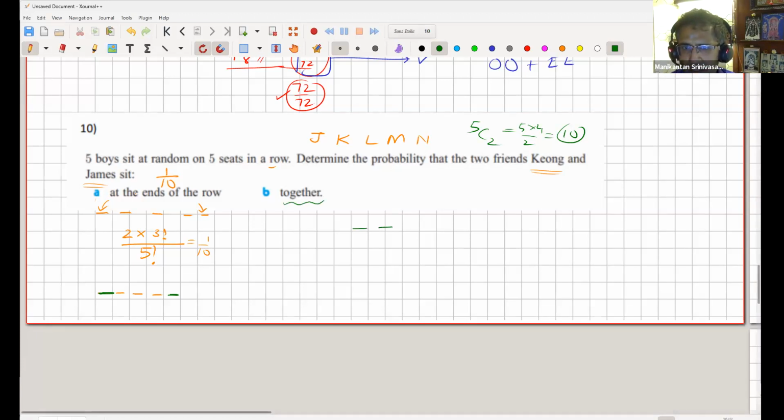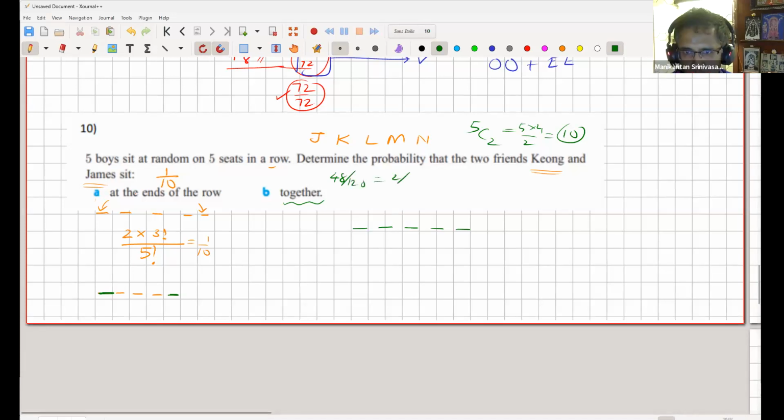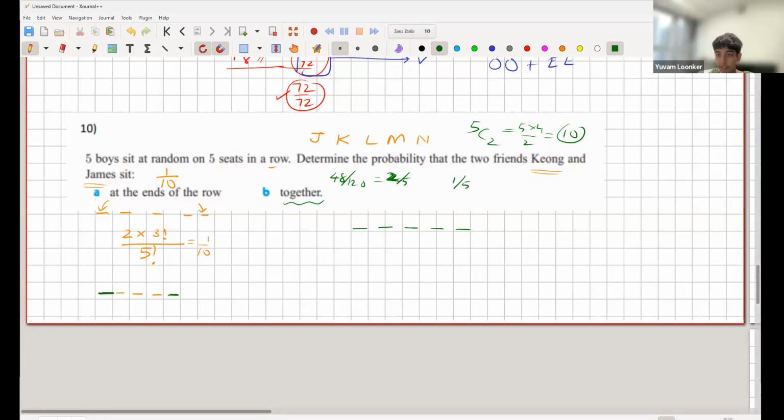Okay. What is the probability they sit together? This again is an approach. Suhani, did you do this one? Yeah, I got 48 over 120, which I think is 2 over 5. 2 over 5. Okay. Anyone confirming the same answer? I got 1 over 5. I got 2 over 5. Okay. All right. A few 2 over 5s, a few 1 over 5.